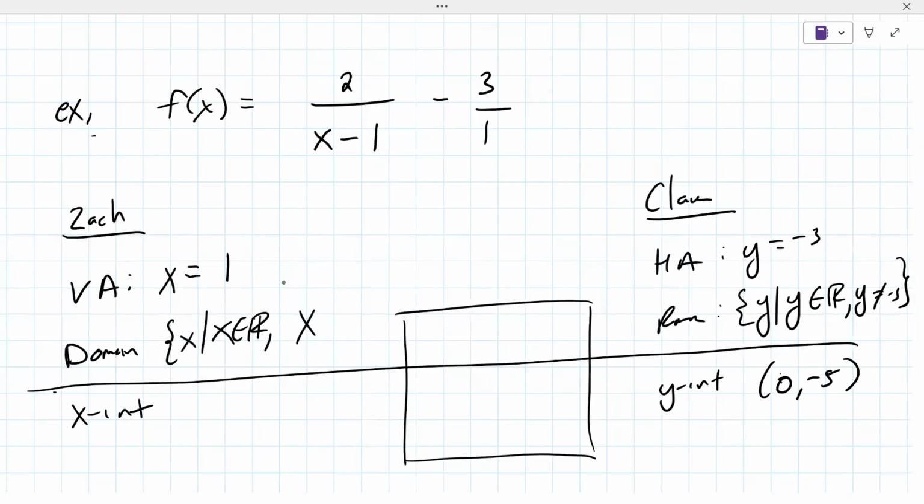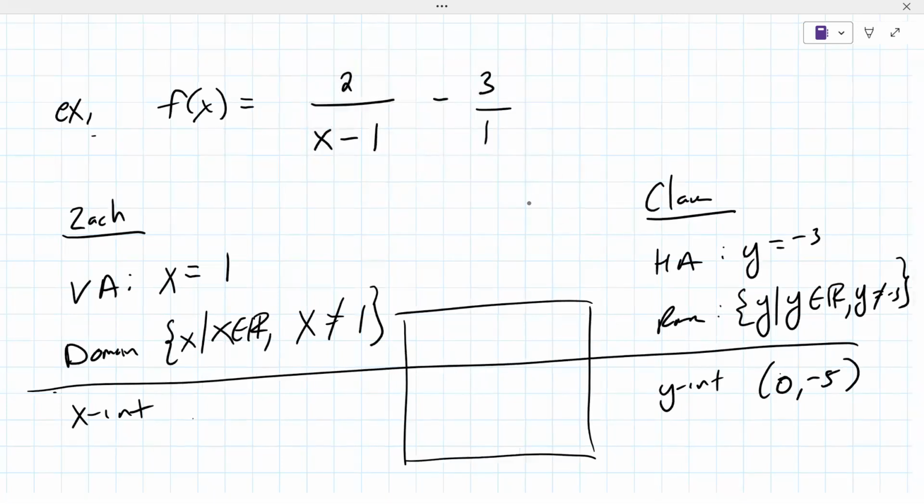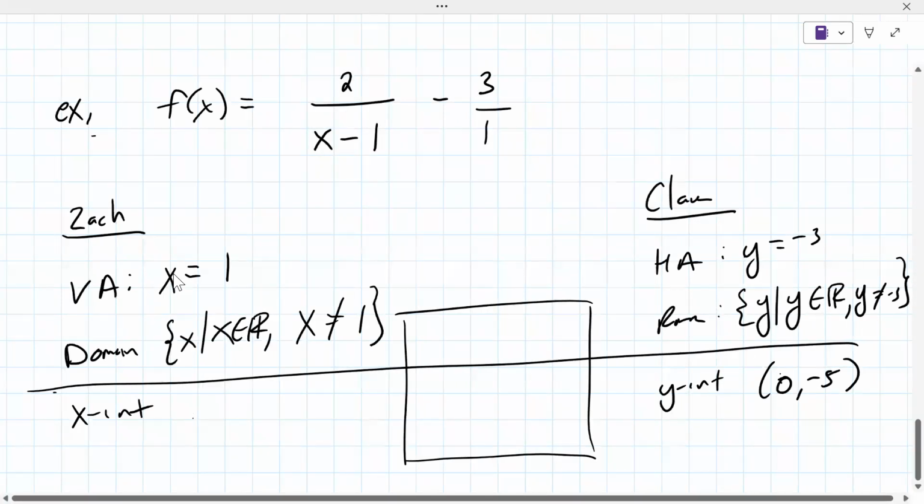And then domain, I got x cannot be greater than or equal to 1. It just cannot be 1. Can't divide by 1. And then the x-intercept, I'm not positive if I did this right, but I believe it's x minus 1 equals 0, and then that's x equals +1. The vertical asymptote and x-intercept can't be the same. So remember, you got to make a common fraction.